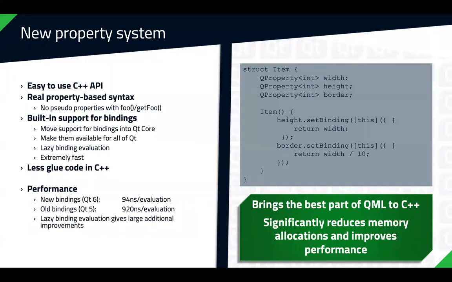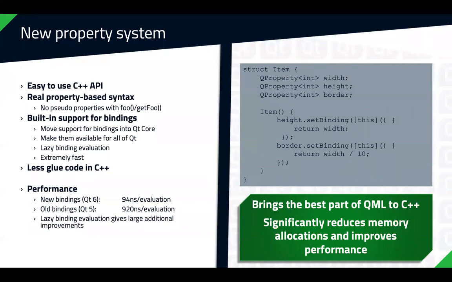And you can see how we set up bindings there in the constructor, where we set the height equal to the width, so it's always rectangular, and the border to 10% of the width. Whenever you now change the width, height and border will update themselves automatically behind the scenes. Performance is fantastic. If you compare, the new binding engine in Qt 6 is almost 10 times as fast as what we had in Qt 5. So all of Qt will benefit from that a great deal.